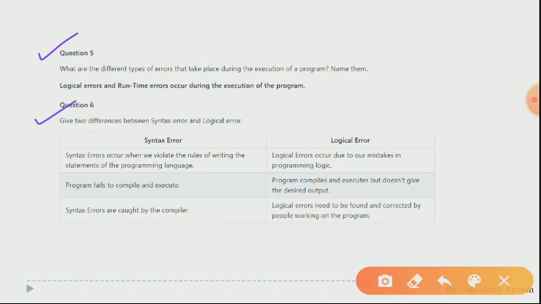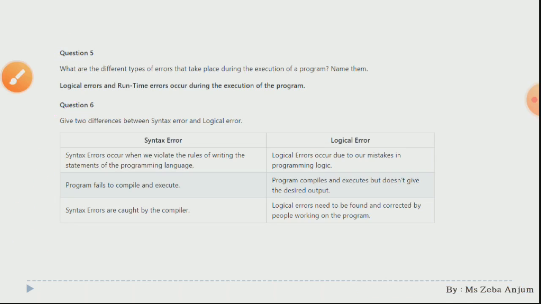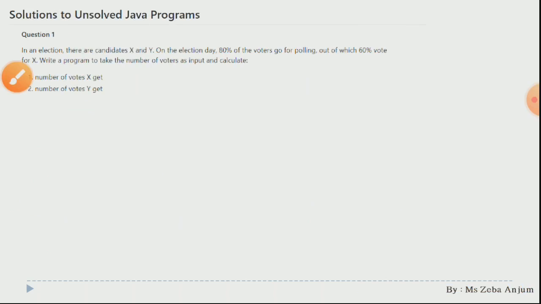Question number 6, you have to point out two differences between syntax errors and logical error. Over here 3 differences are given. You can write down any two of them. Okay, now quickly jumping on to your unsolved Java program.